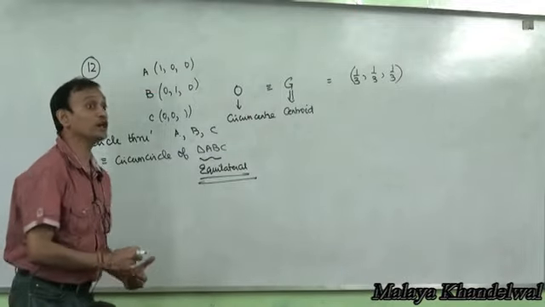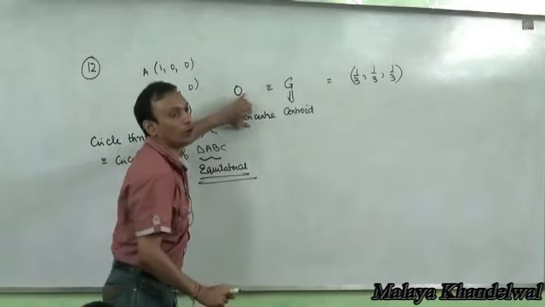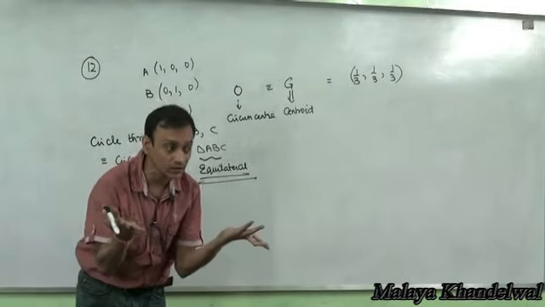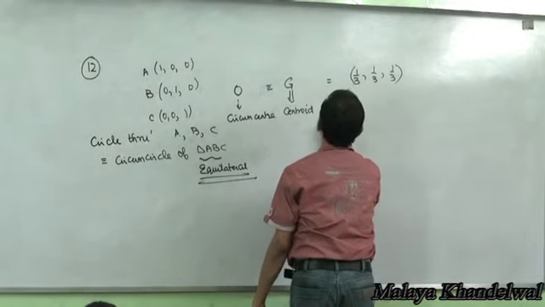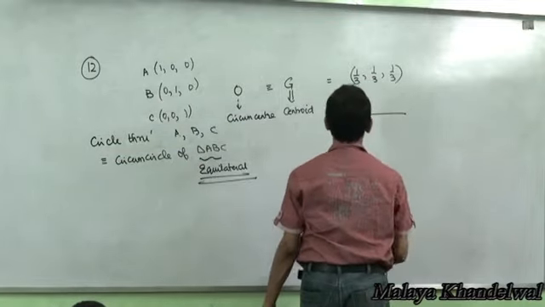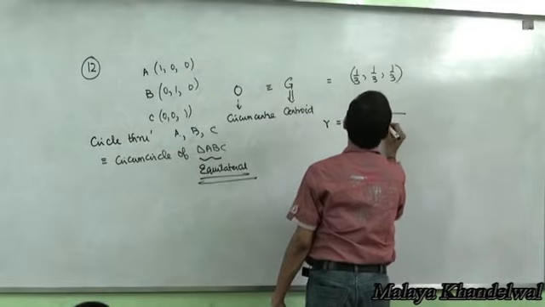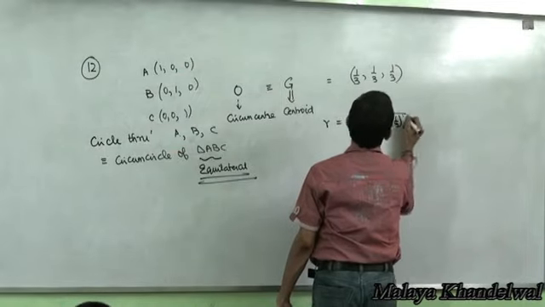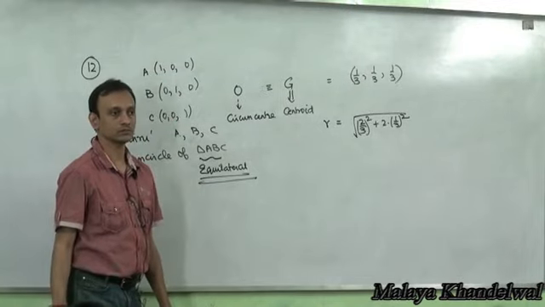Now, the radius of the circle would be the distance between O and A, or O and B, or O and C. That's going to be the radius of that circle, right? So, the radius of the circle passing through A, B and C is going to be root of (2/3) whole square plus 2 into (1/3) whole square, right? Distance formula. Isn't it?